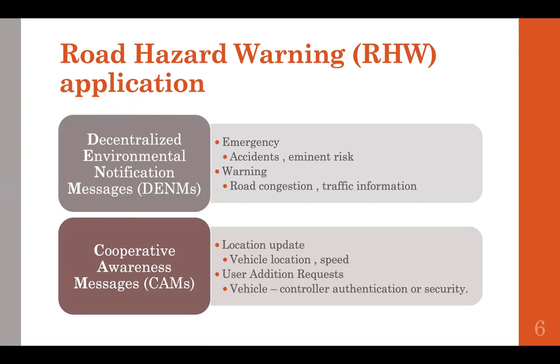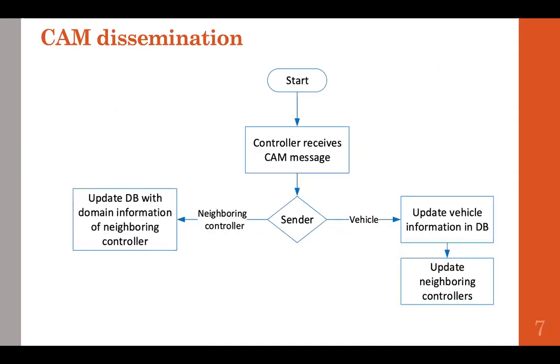Then they also categorized control plane messages, also known as CAMs. CAMs are mostly about the location update from the vehicle and the speed at which vehicles are going. If a new vehicle is joining the network, it needs to send authentication and security messages. Those all happen under one umbrella of CAMs. So based on what ETSI defined, we decided that it makes sense for D2ITS to handle these two messages separately.